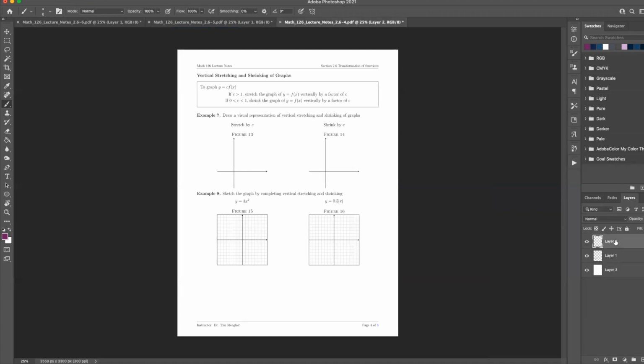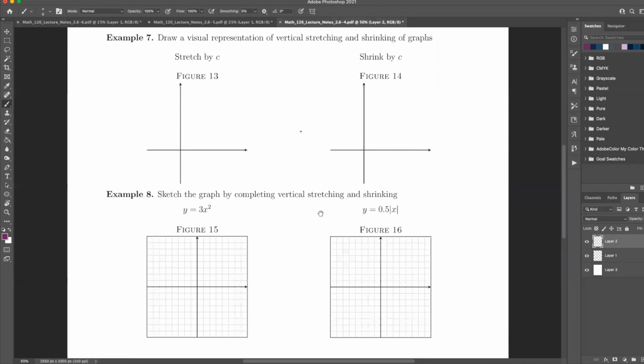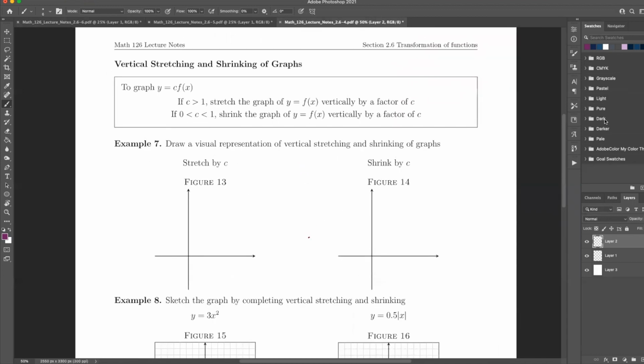So here we're going to do stretching and shrinking. This one's quite intuitive. The other one's a little less intuitive. All right, so here, if C, we're going to choose C to be positive in this case. If it's one, it has done nothing. So if it's between zero and one, it shrinks the graph. And if it's greater than one, it stretches it vertically by a factor of C.